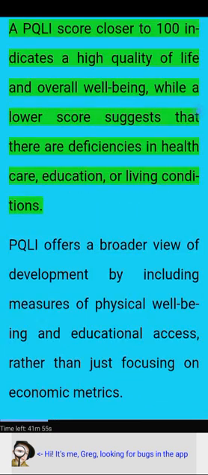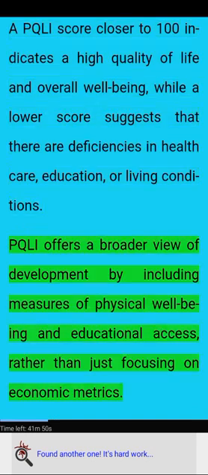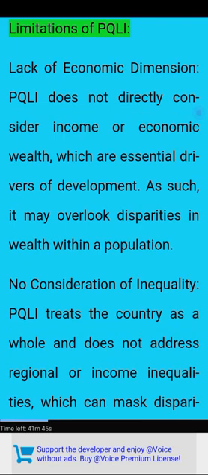Interpretation of PQLI. A PQLI score closer to 100 indicates a high quality of life and overall well-being, while a lower score suggests that there are deficiencies in healthcare, education, or living conditions. PQLI offers a broader view of development by including measures of physical well-being and educational access, rather than just focusing on economic metrics. Limitations of PQLI.